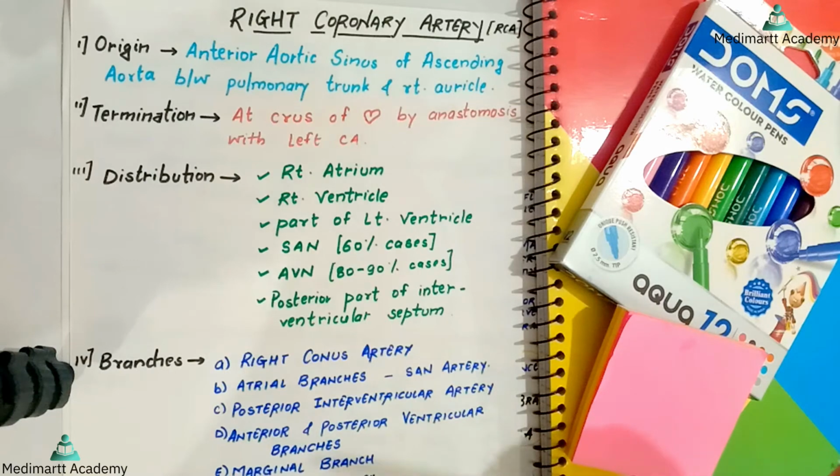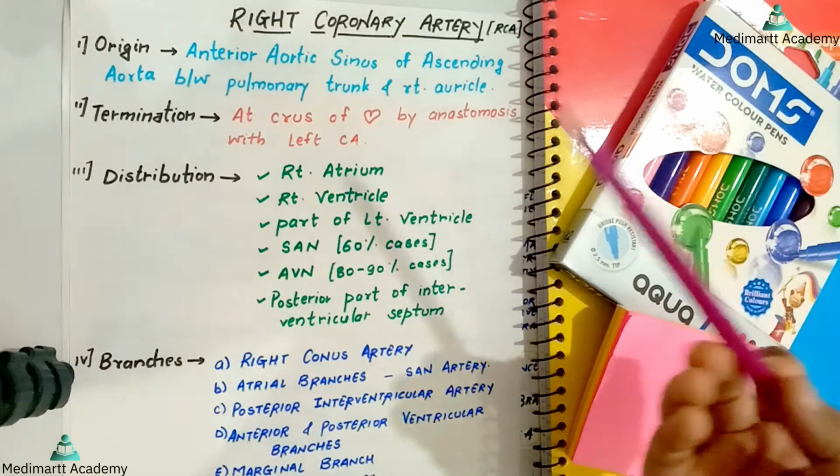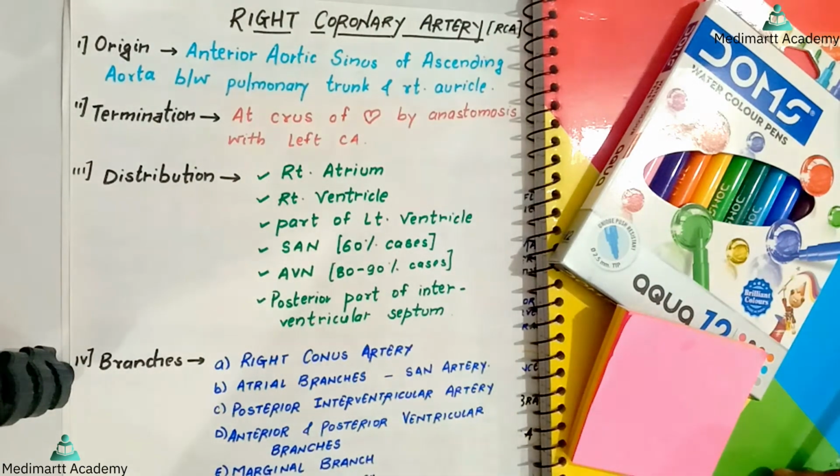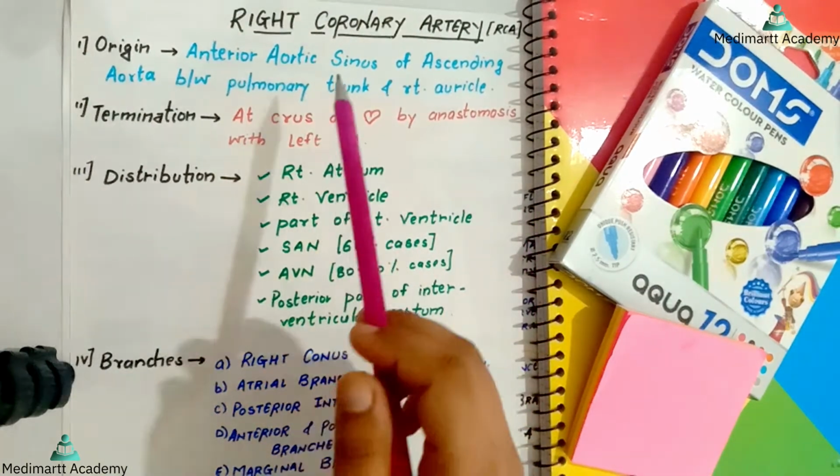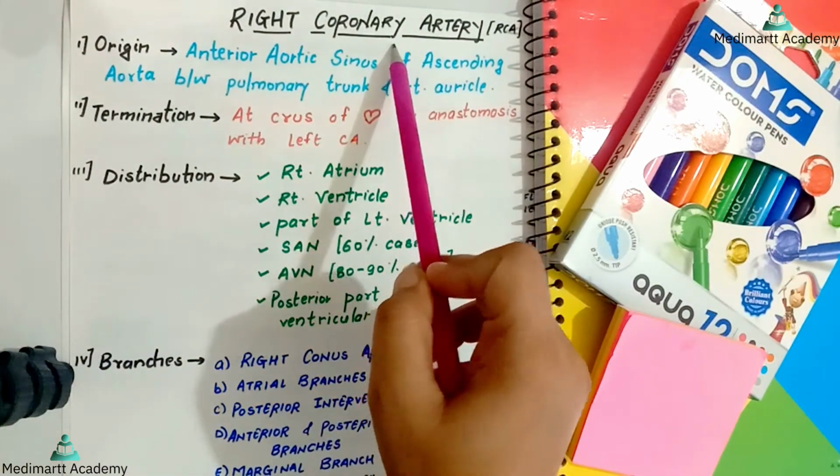Here we have seen about the coronary artery, which type of artery it is, and something about aortic sinus, and we have seen through the diagrams. Now I will show you in the written part. Without wasting much time, let's start with the right coronary artery. As we know, coronary artery is a branch of the ascending aorta.